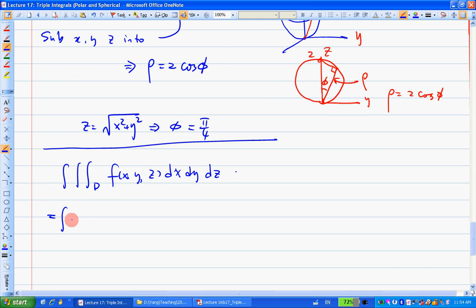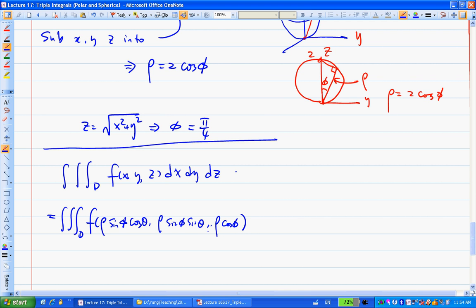So if I write it, what I'm going to do is replace the x with r sine phi cosine theta, r sine phi sine theta, and now r is a rho, right? So r here, and rho cosine phi.